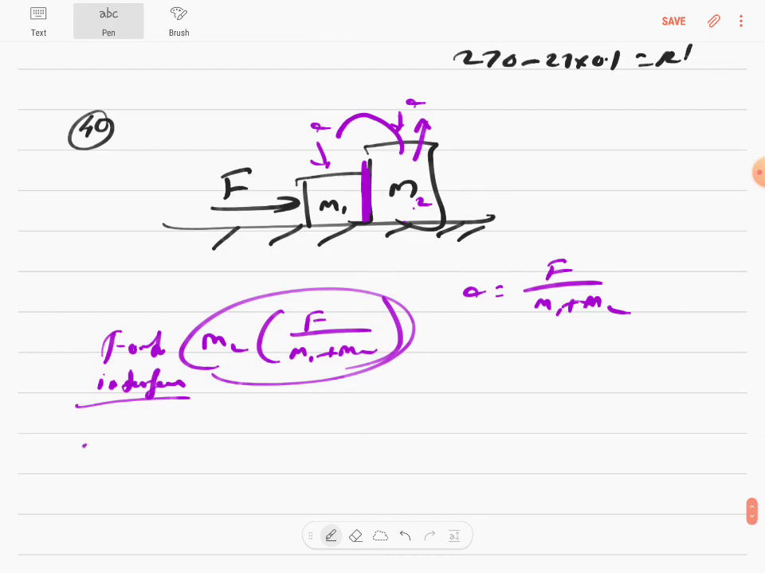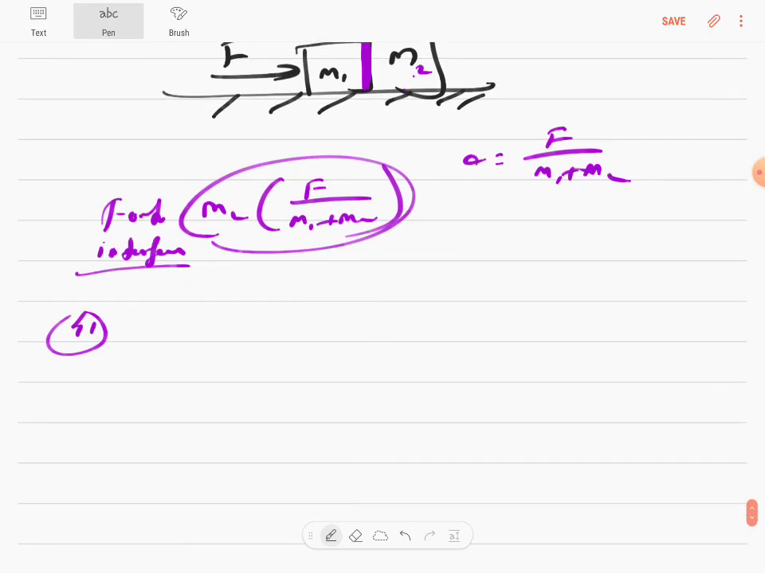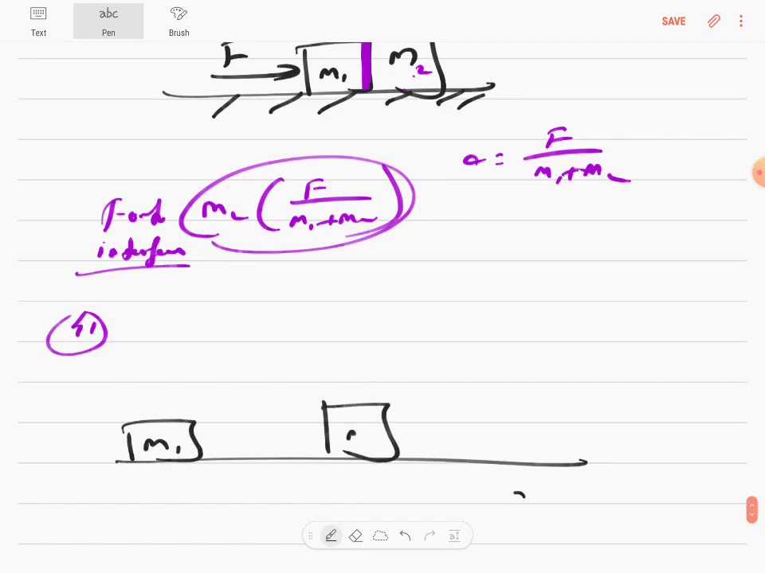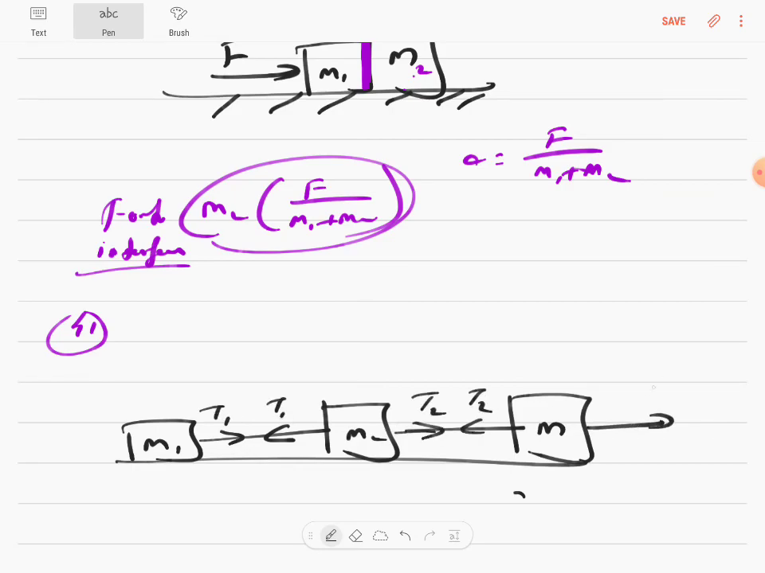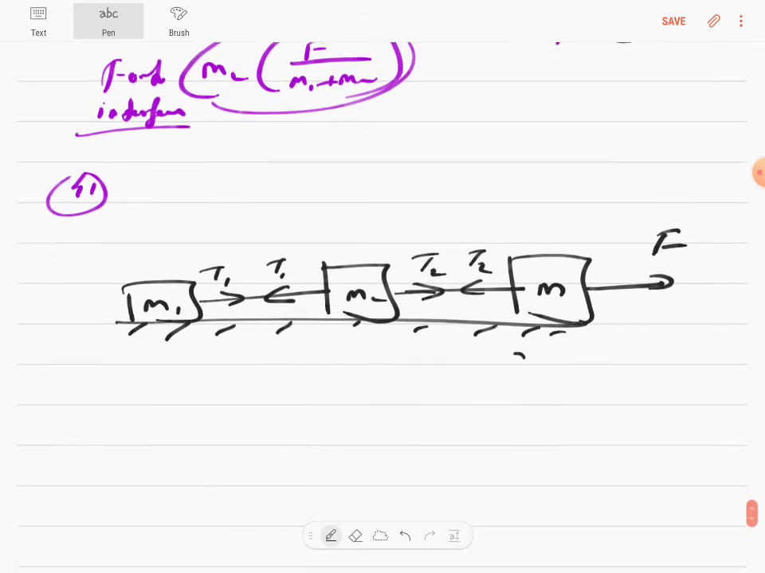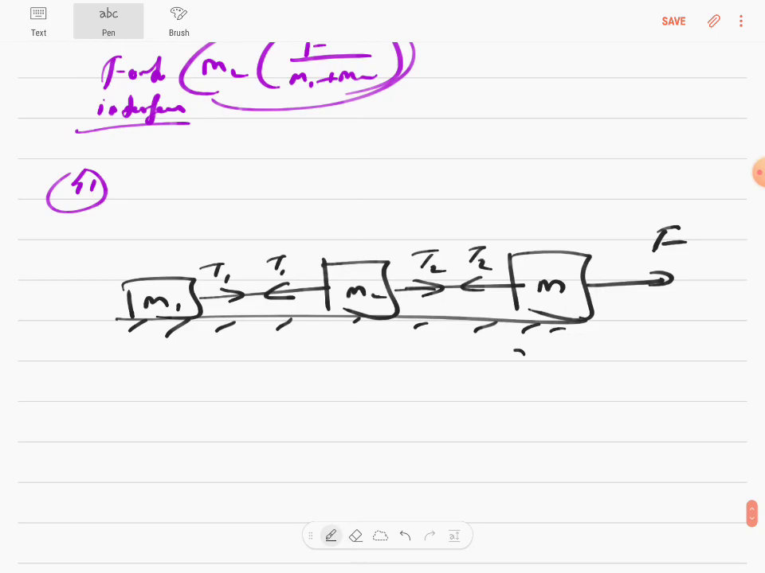So let's go to the 41st question. There are three masses. There is a mass m1 here, a mass m2 here, and a mass m3 here, and all of them are like this. You know that the same tension will prevail, equal and opposite, T1 and T1, the same tension T2 and T2, and there's an applied force here. There is no friction because the surface is smooth. When there is no friction, you don't have to worry about T1 minus F.